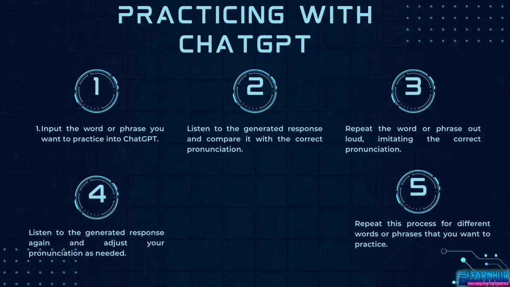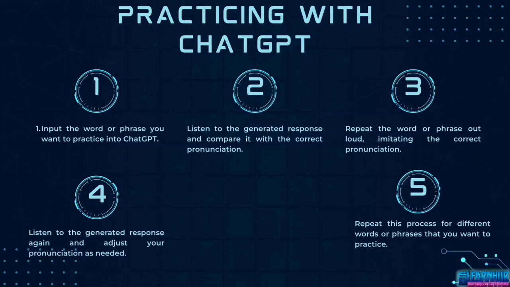To use ChatGPT to understand cultural nuances, you can try asking questions such as, what is the cultural significance of this phrase? Can you explain the cultural context behind this expression? How is this phrase used in different situations? By asking these types of questions, you can gain a deeper understanding of the cultural context behind the language you are learning.